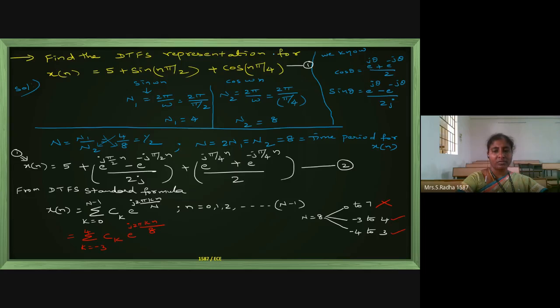When I put k value -3, what will happen? C -3 e power -j pi 3n by 4. When I put -2, C -2 e power -j pi 2n by 4. Next C -1 e power -j pi n divided by 4. When I put C0 e power 0. When I put C1 e power plus j pi n divided by 4, in the place of k I am putting 1. In the place of k I have to put positive 2, pi 2n divided by 4. So this will be equation number 3.